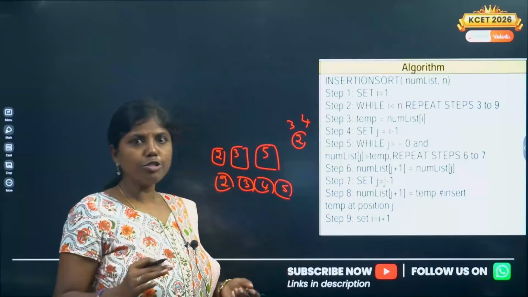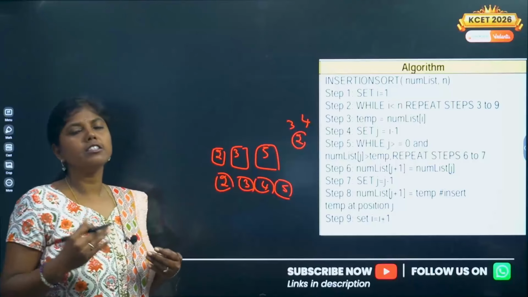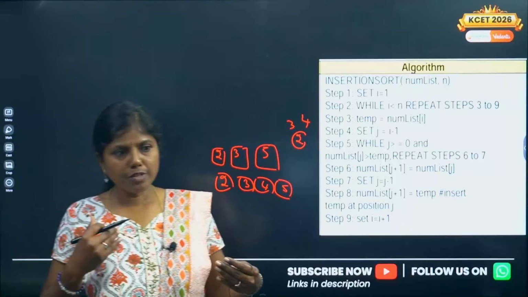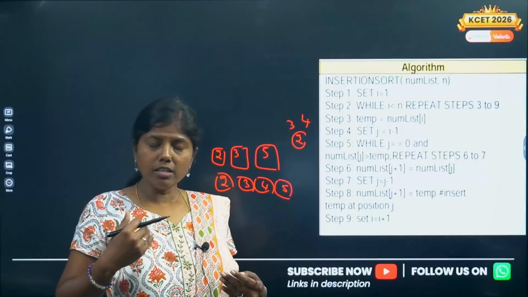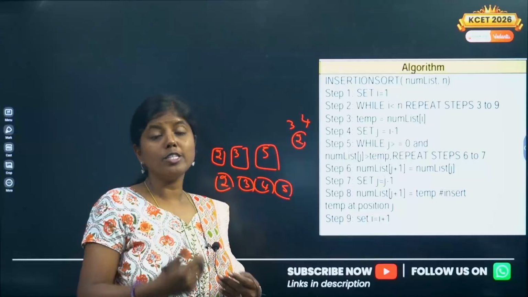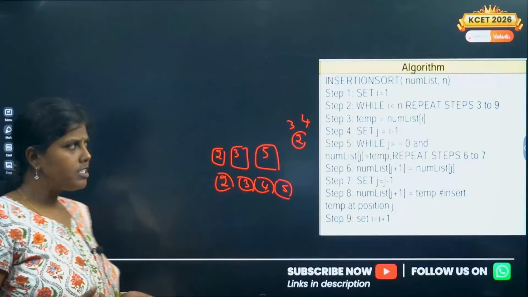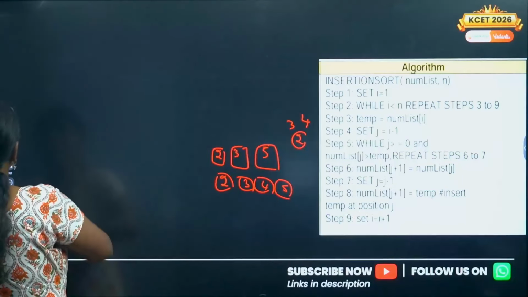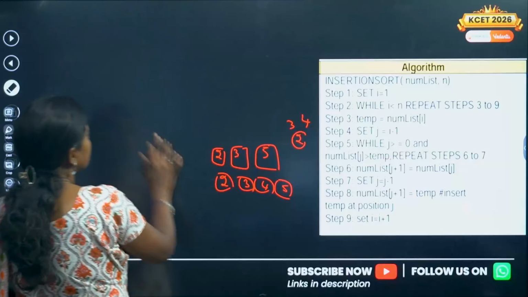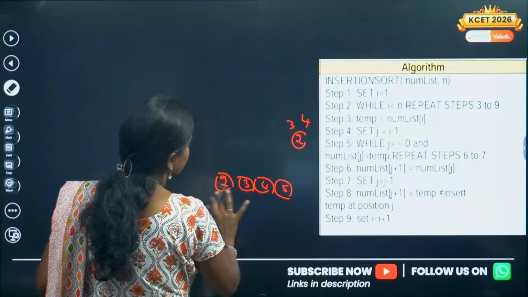Here also, in insertion sort, we are going to divide this in terms of sorted list and unsorted list. We will have it. So we'll just go through now. Okay, so we'll just erase it now. Then I'm going to do it.